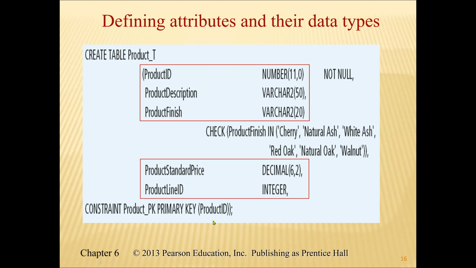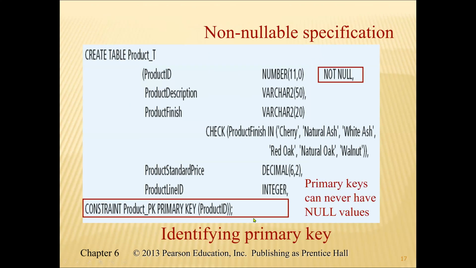Okay, if no question, we keep going. Now, also we said sometimes we may have what we call the non-nullable specification, which is right here. And normally, as we said, a primary key can never have null values, because a primary key field is the field that uniquely identifies each record. For example, in a student table, we may say student ID is the primary key field.